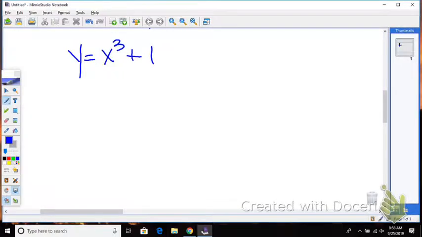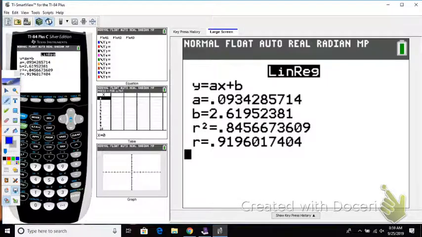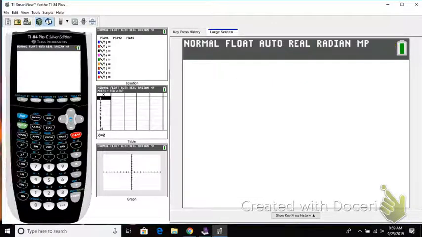I want to make sure we all know how to plug this in correctly. So here is my calculator. Let me clear this. Okay, everybody's calculator screen looks just like mine.